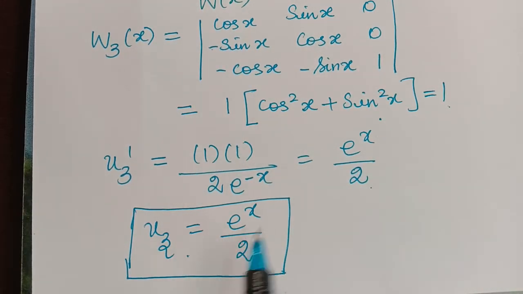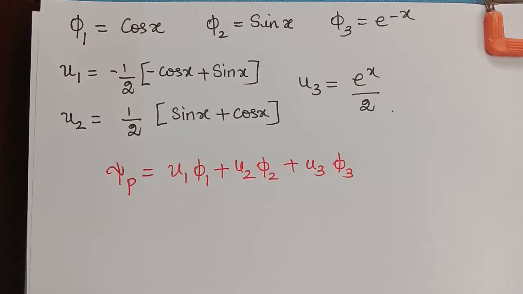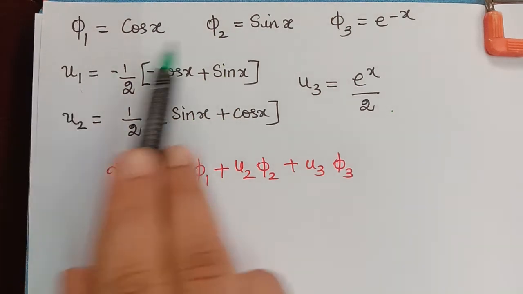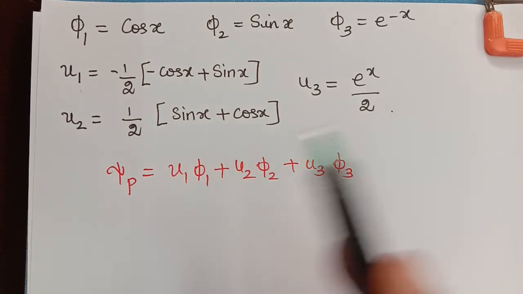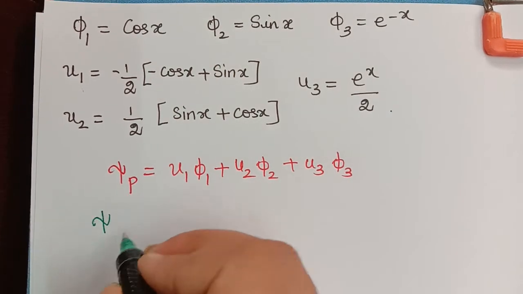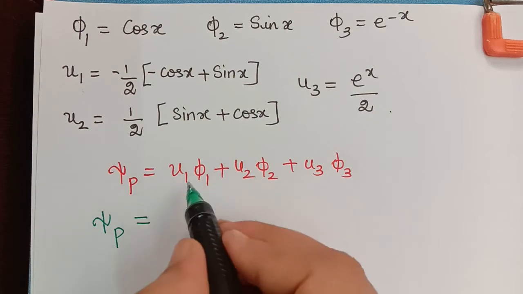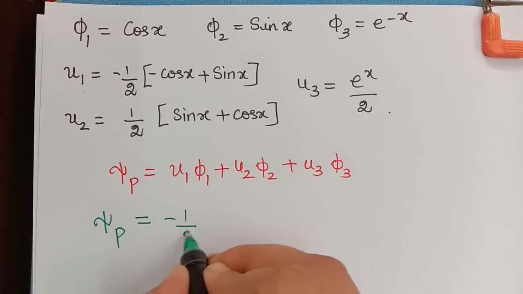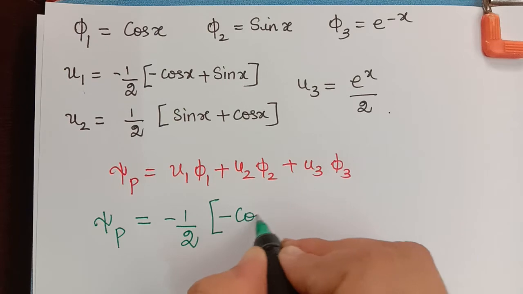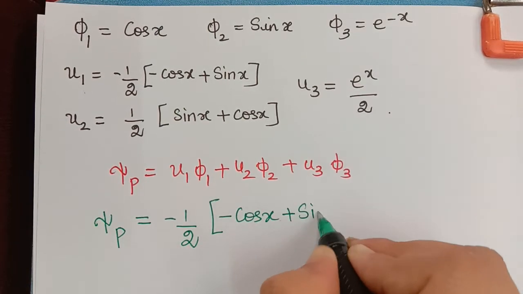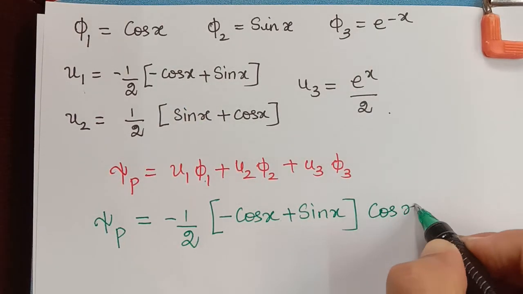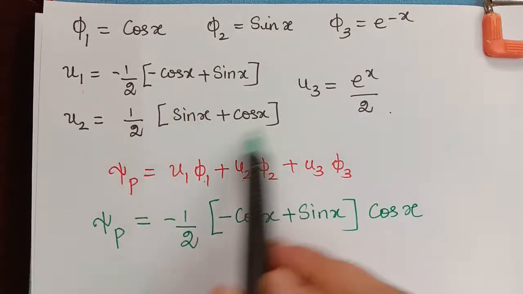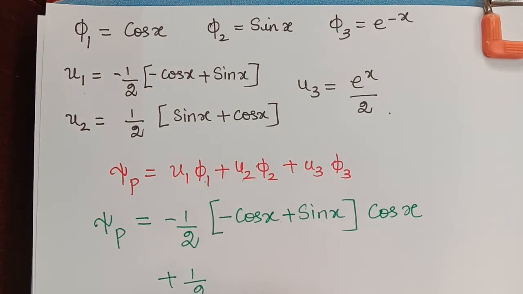Now we have found u1, u2, u3. Now we shall substitute in our particular solution xi p. So now here I have written phi 1, phi 2, phi 3, u1, u2, u3. And we know that xi p is given by this. So when we substitute this over here, xi p will be equal to, now what is u1? Minus 1 by 2 multiplied with minus cos x plus sin x multiplied with phi 1. Phi 1 is cos x. And then plus u2. So what is u2? This. So plus 1 by 2.